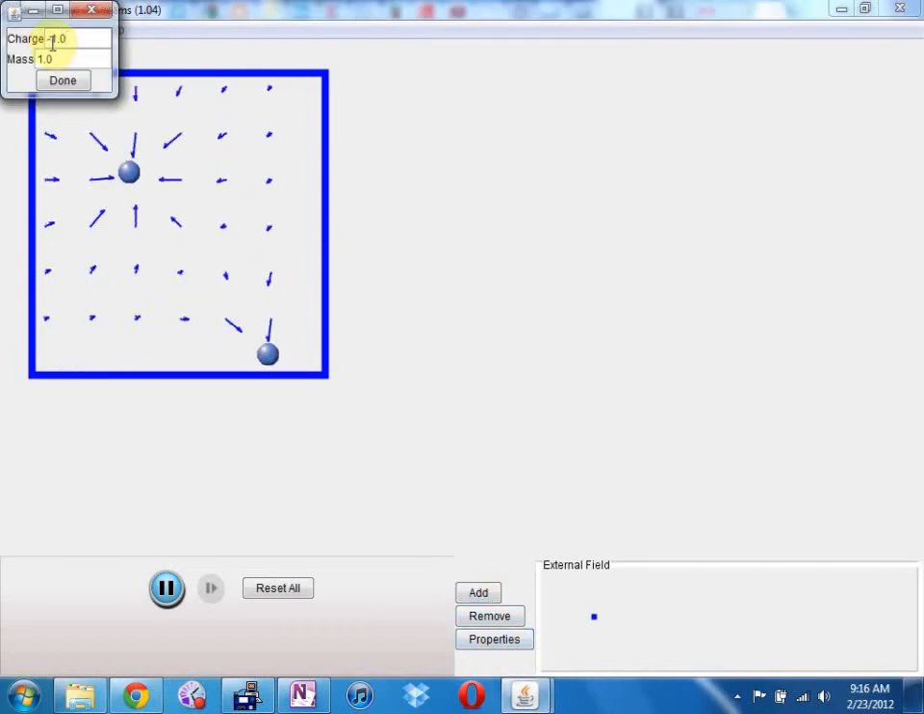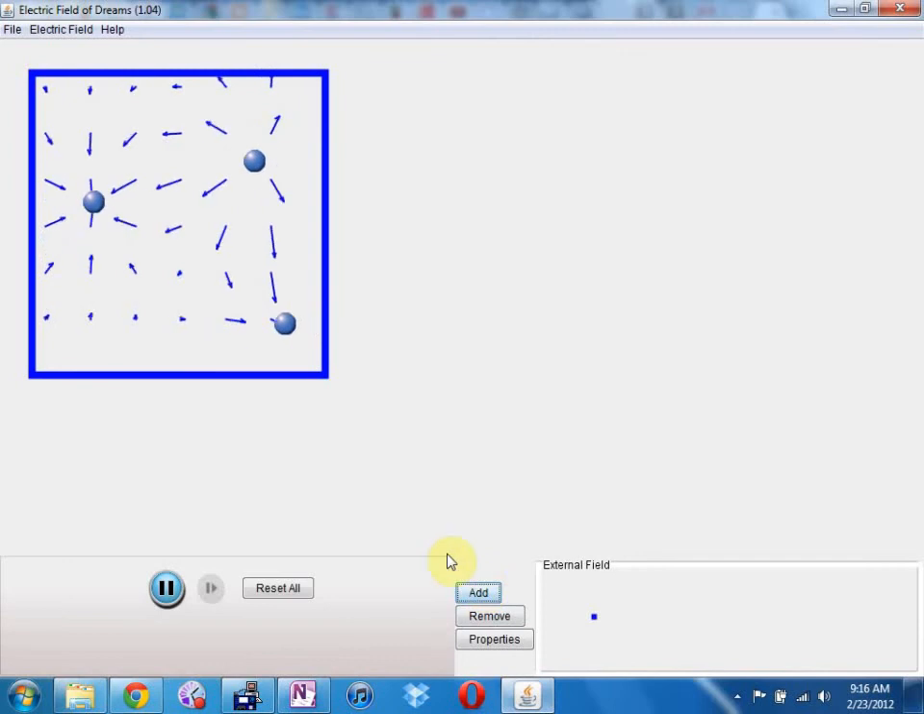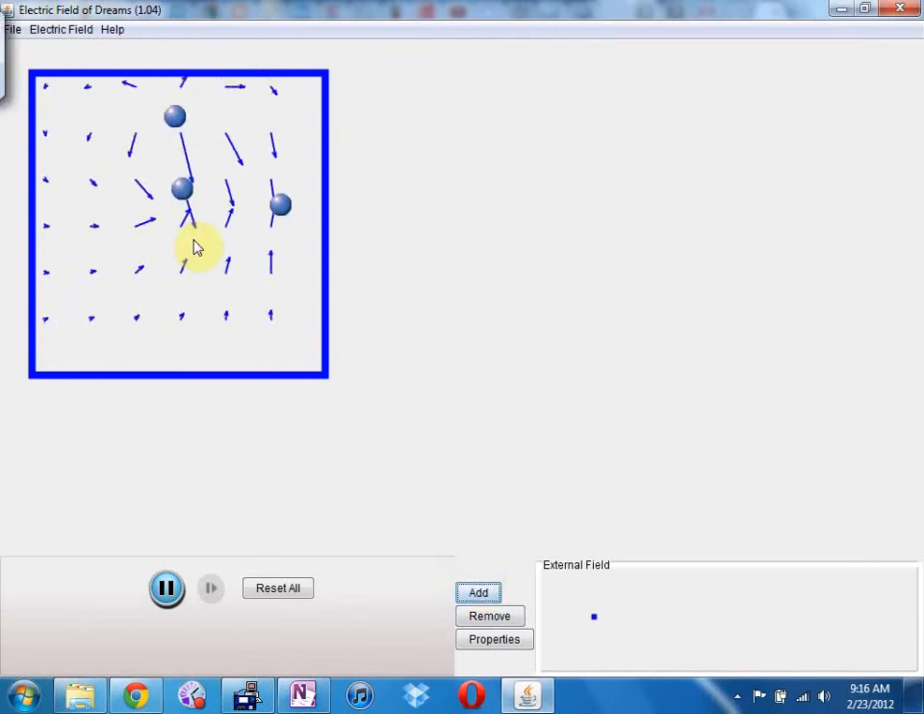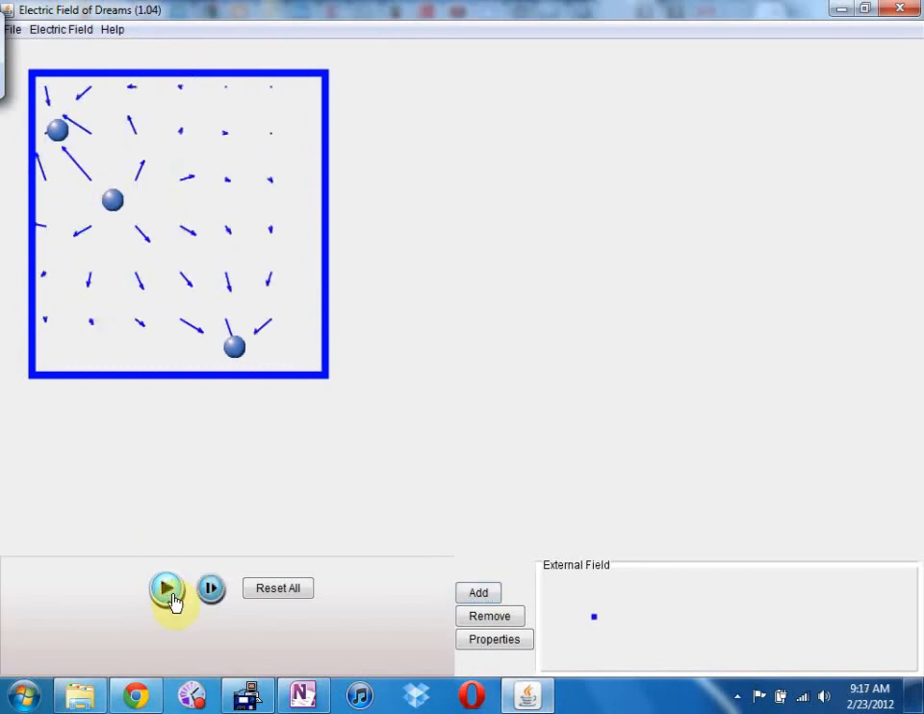Let's add a positive one charge. You can see this one is positive. Pause. That's a negative charge. The electric field wants to move towards there. Positives want to move towards it. What about this one? That's the positive charge right there. There's the negative charge right there.